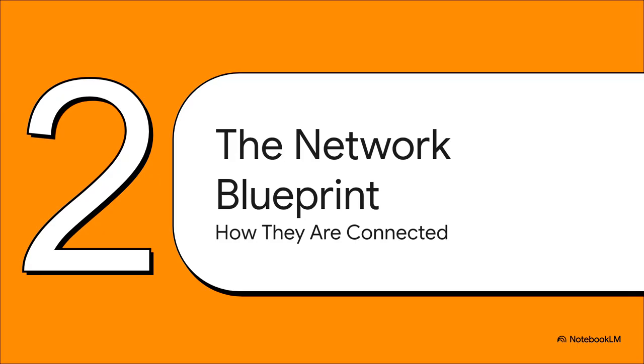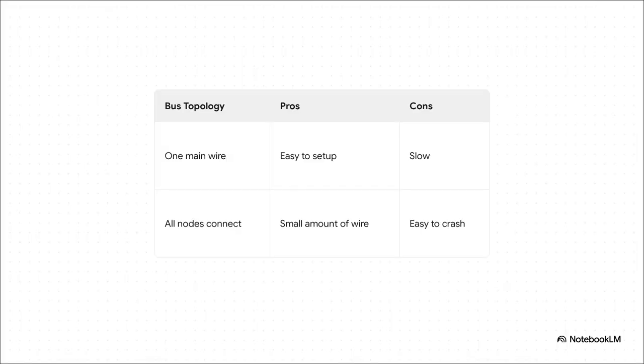Okay, so we get that networks exist at different scales. But how are the computers inside them actually arranged? That arrangement has a name. It's called a topology. And you can think of it as the blueprint for how all the data gets to move around. So first up is the bus topology.